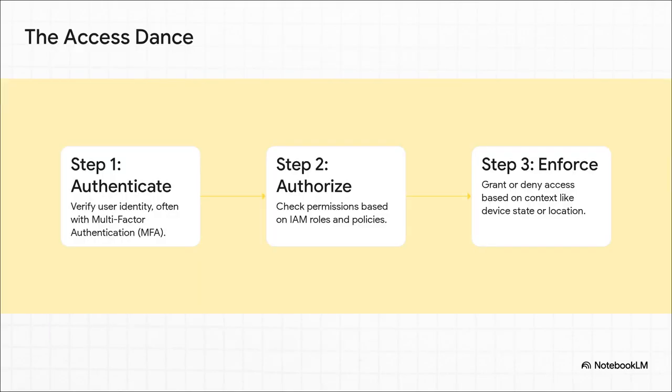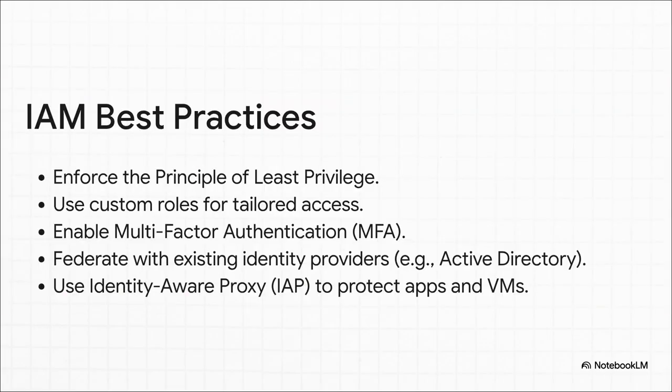So how does it all work? Well, it's kind of like a three-step dance. First, you authenticate. You prove you are who you say you are, hopefully using multi-factor authentication. Second, you authorize. The system checks its list to see what permissions your identity actually has. And third, GCP enforces the decision. But, and this is the really cool part, it adds a modern twist, context. It can check if you're on a company-managed device or if you're in the right country before it lets you in.